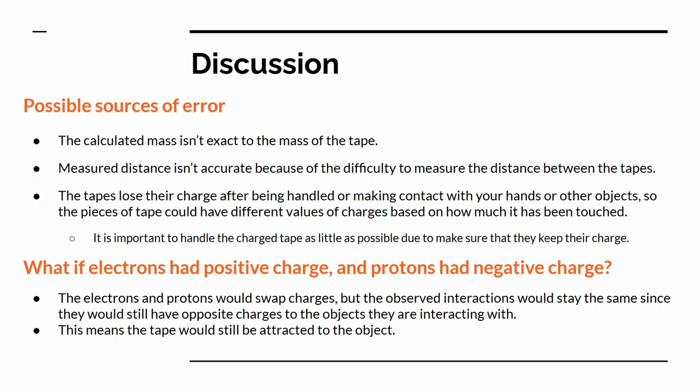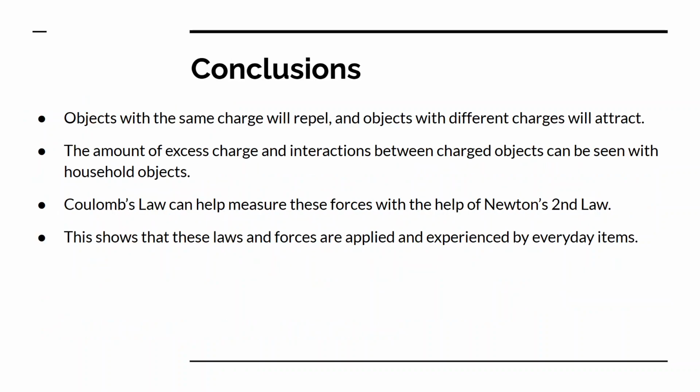their charge. What if electrons have positive charge and the protons have negative charge? The electrons and protons would swap charges, but the observed interactions would stay the same, since they would still have opposite charges to the objects they are interacting with. This means the tape would still be attracted to the object.